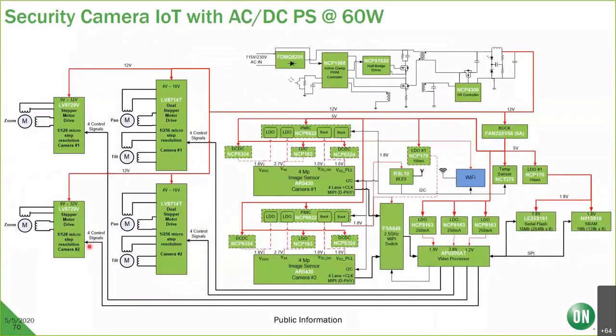And I've also got a security camera with an AC to DC power supply. So I've got my green bridge here, and this is a full wave rectifier, and it's a little more efficient because instead of silicon diodes, the green bridge FDMQ80205 uses N-channel MOSFETs. That feeds into our NCP1568 active clamp PWM controller on the primary side.